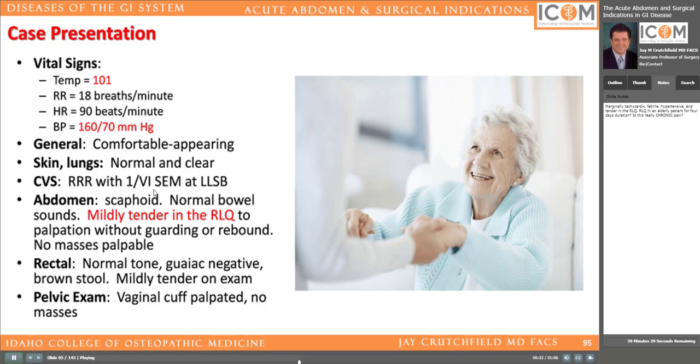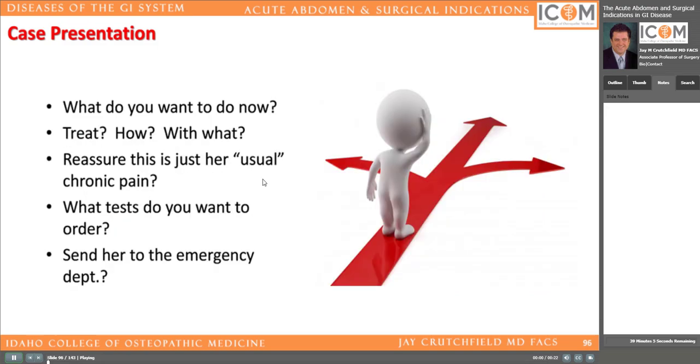Her abdomen is actually not distended. It's scaphoid. She has normal bowel sounds. She's a little tender in the right lower quadrant to palpation, but no real guarding or rebound, and she has no masses palpable. Rectal examination showed a normal tone, no blood, and hemoccult negative. The pelvic exam showed a palpable vaginal cuff, but no masses. This patient is tachycardic, febrile, hypertensive, and tender in the right lower quadrant for 4 days. Is 4 days really the definition of chronic abdominal pain?